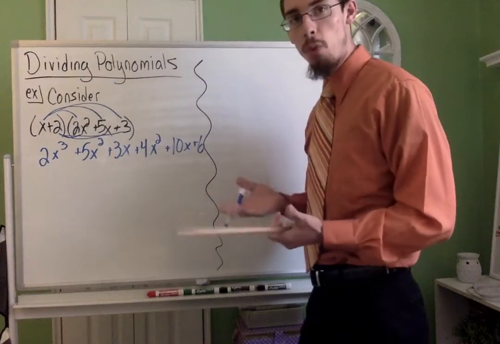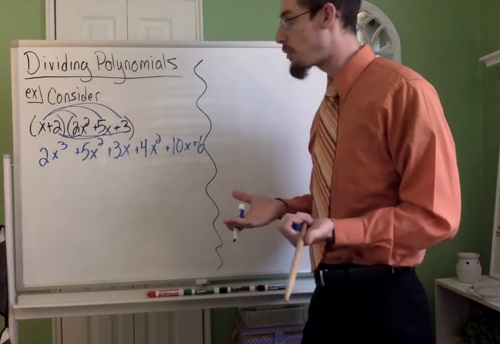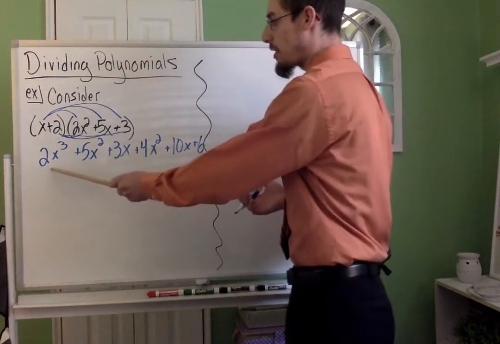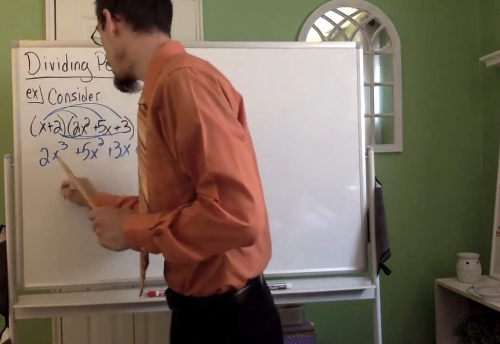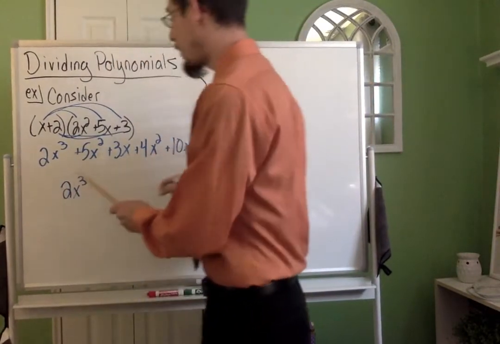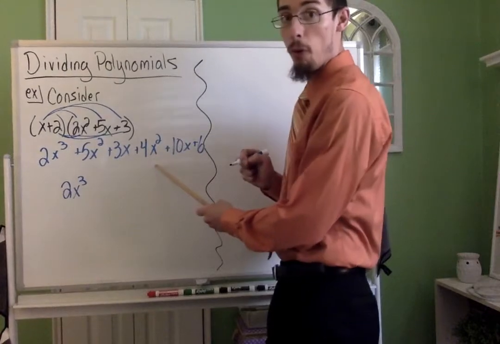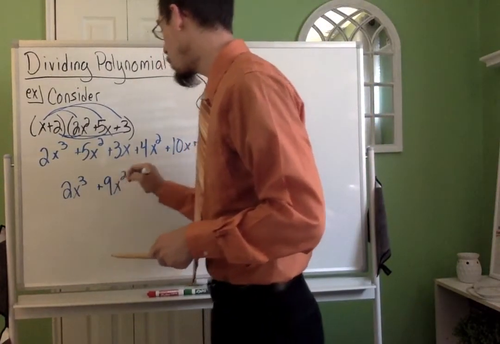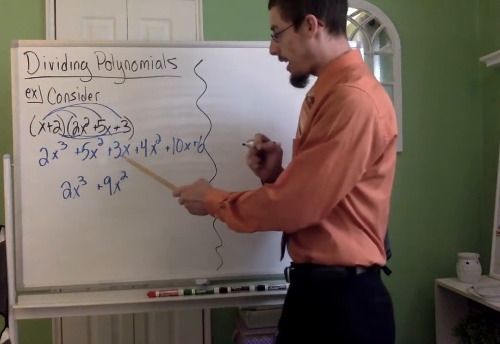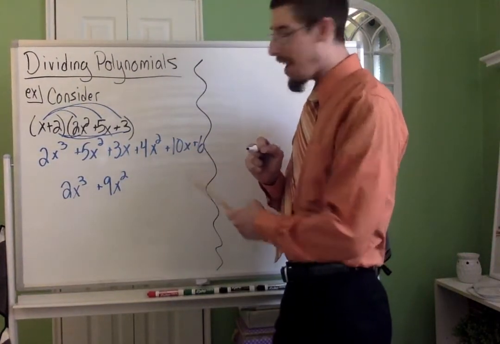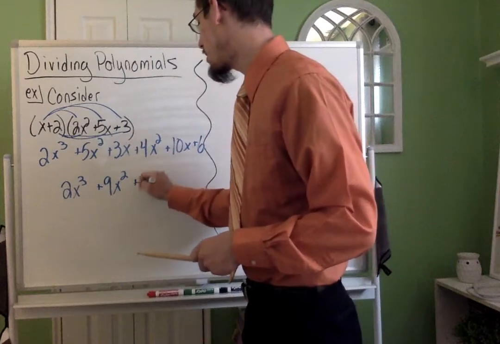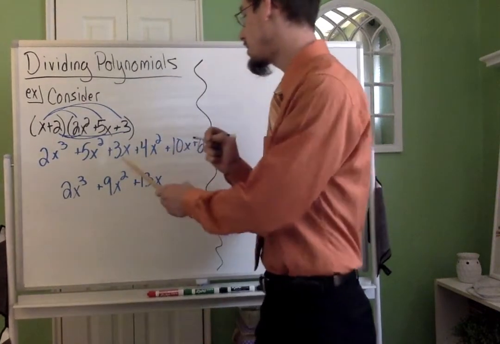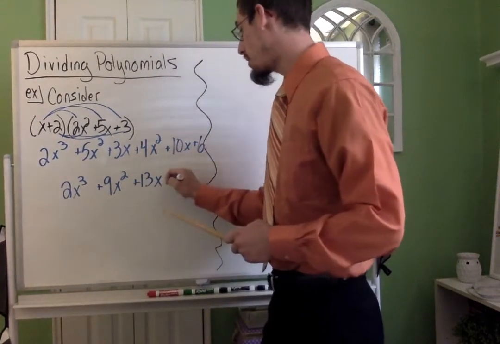So I distribute twice and then combine like terms. 2x to the third has nothing to combine with. But I can do 5x squared and 4x squared, right? So that's 9x squared. I can combine the 3x and the 10x to get 13x, and then plus 6.